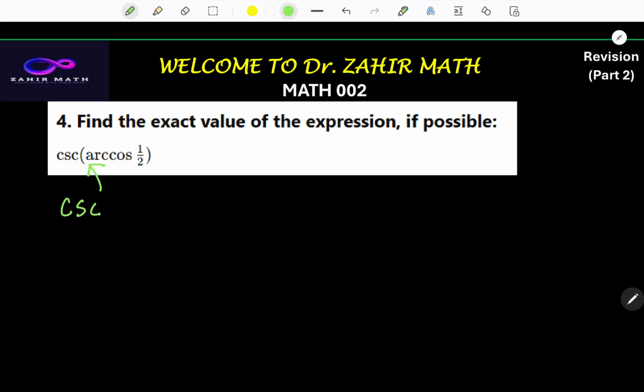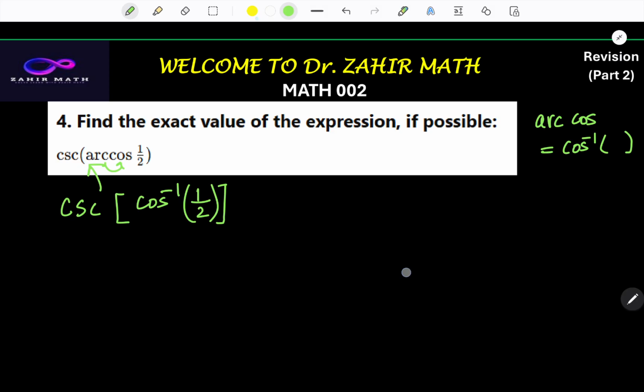The question is cosecant, bracket open, arc, which is nothing but cosine inverse 1 by 2. There are 2 ways of writing this arc. Suppose you have arc cosine, it's equal to cosine inverse. Now look here. If the 2 things are different, for example sine cosine inverse or tan cot inverse, then you must use the procedure or the steps, you can say.